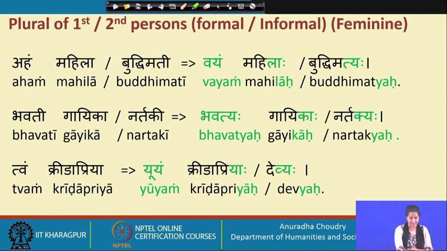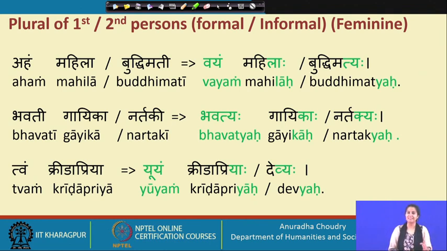So let's take the second case. So we have bhavati nartaki, the second word. And that's easy because both end with a long e. So it's bhavatyaha nartakyaha. Now what happens when you have a long sound?